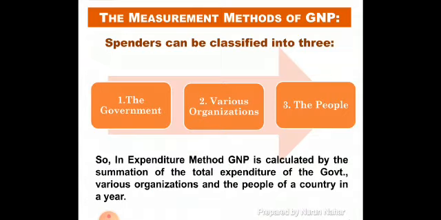And the spenders can be classified into three: the government, various organizations, and the people. So in this method, GNP is calculated by the summation of the total expenditure of the government, various organizations, and the people of a country in a year.